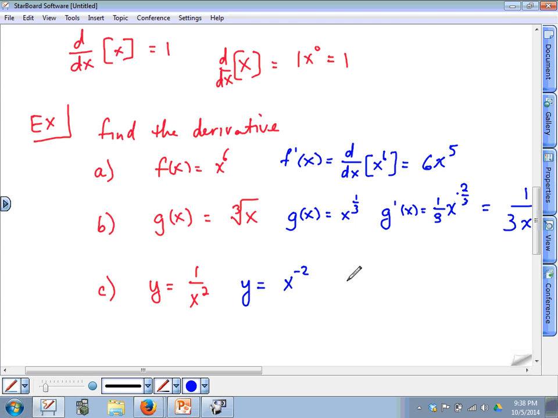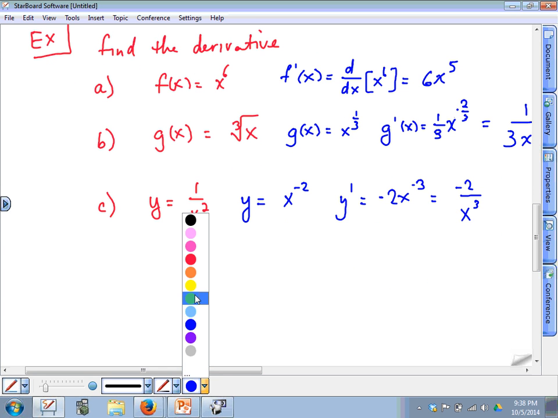So we're going to say that y prime is negative 2 times x. Now you decrease the power by 1 to negative 3. Okay. And then you don't want to have negative exponents again, so this is negative 2 over x to the third. So some pretty basic examples of the power rule. We're going to be seeing a lot more of this on this assignment and the next assignment.